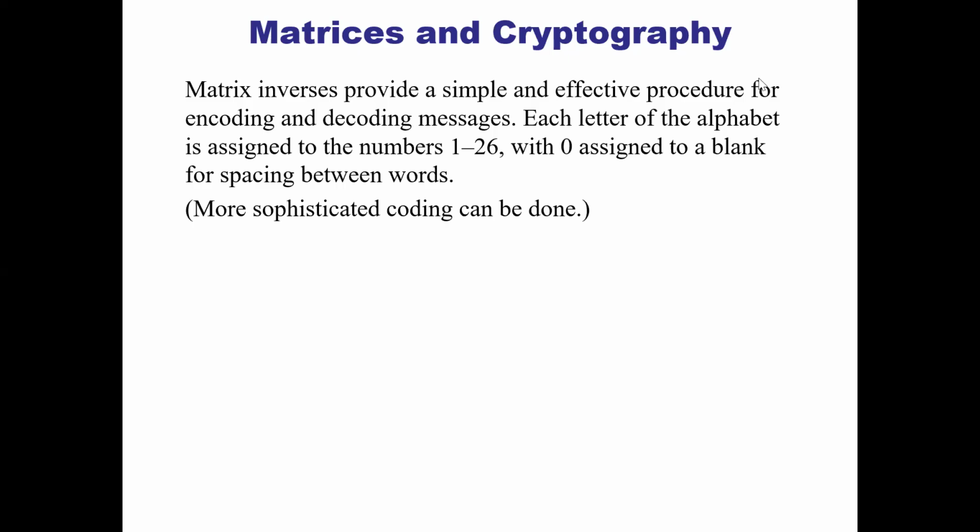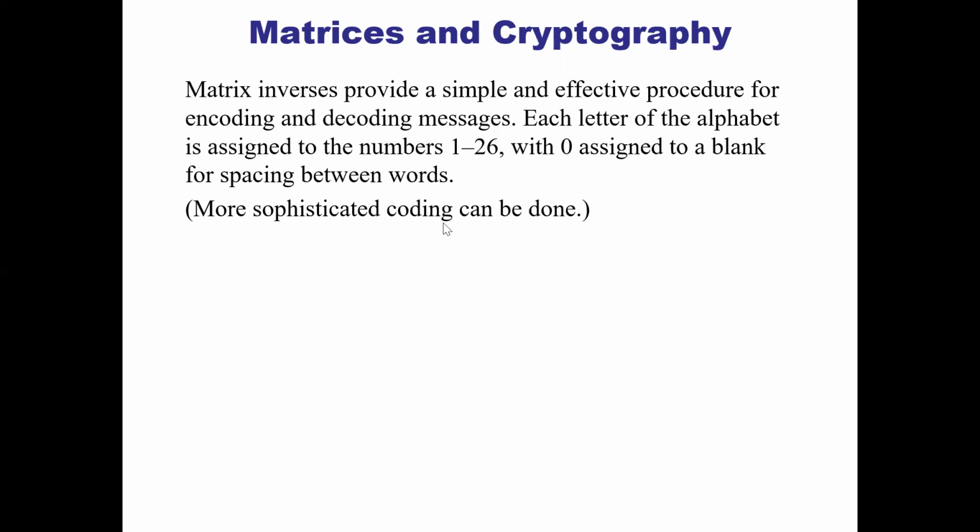Now, the fun part of matrices is using them for cryptography. Matrix inverses provide a simple and effective procedure for encoding and decoding messages. Basically, we're going to assign each letter of the alphabet a number 1 through 26, with 0 assigned to a blank space, for spaces between words.